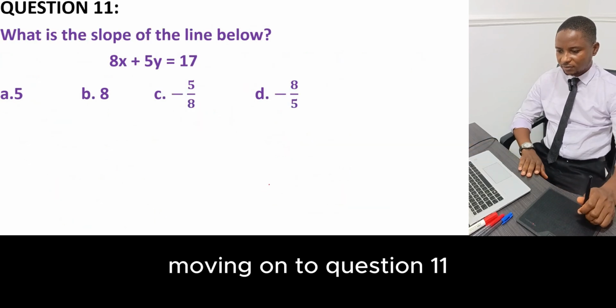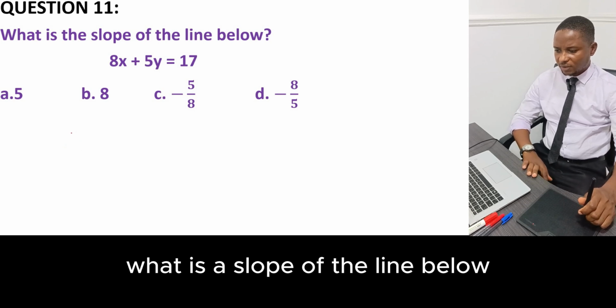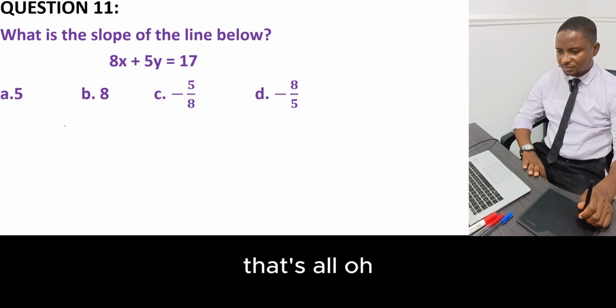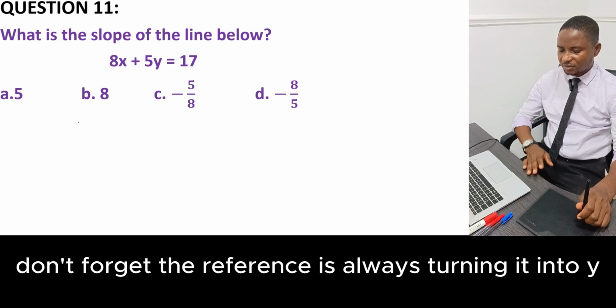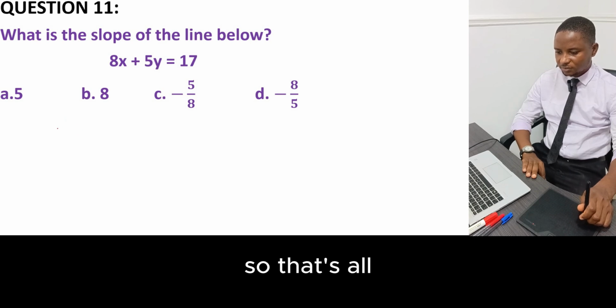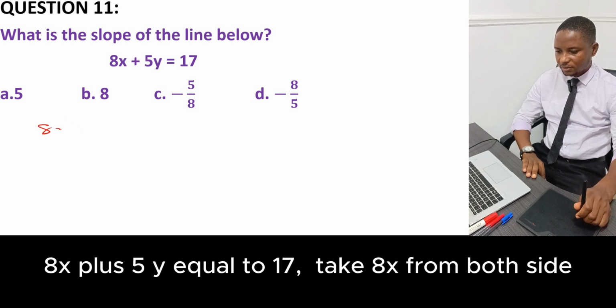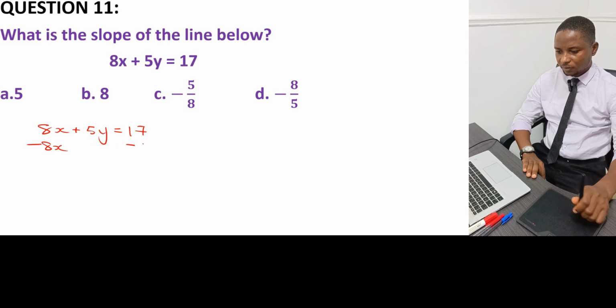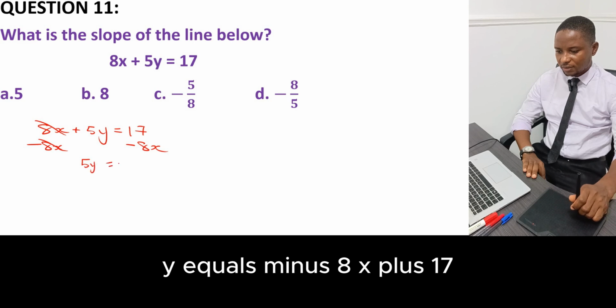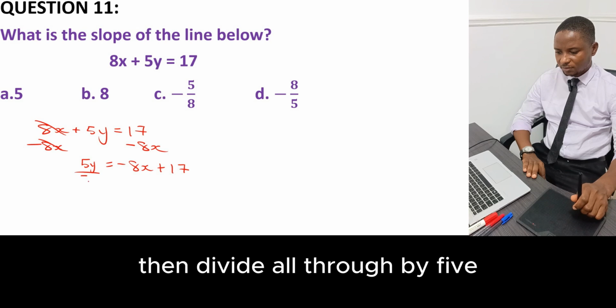Moving on to question 11. What is the slope of the line below? Just what we did earlier, isolate y. That's all. But don't forget, the reference is always turning it into y equal to mx plus b. So let's solve. 8x plus 5y equal to 17. Take 8x from both sides. This cancels out, and you have your 5y equal to minus 8x plus 17. Then divide all through by 5.